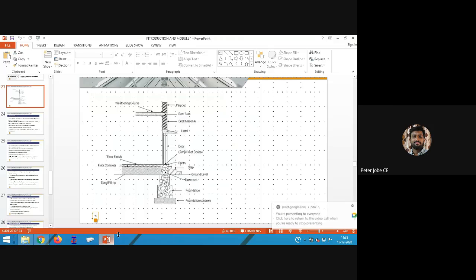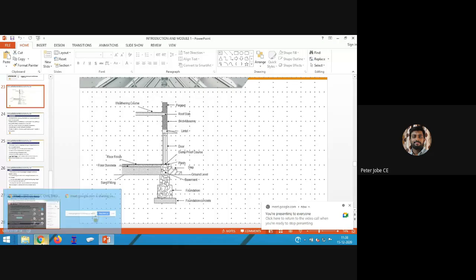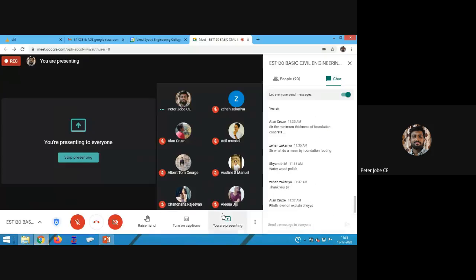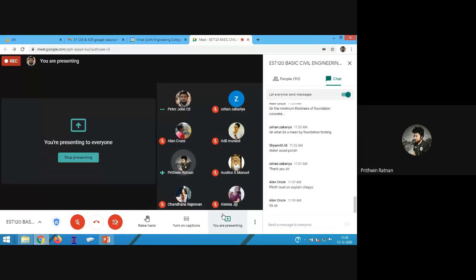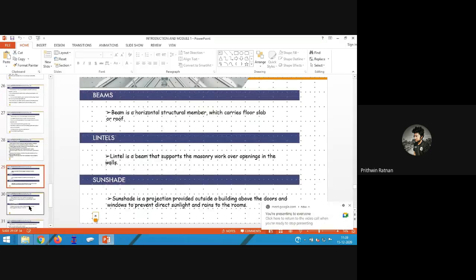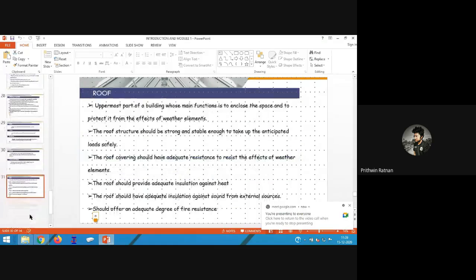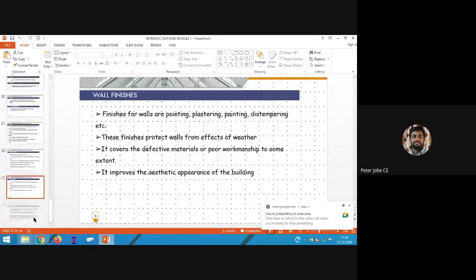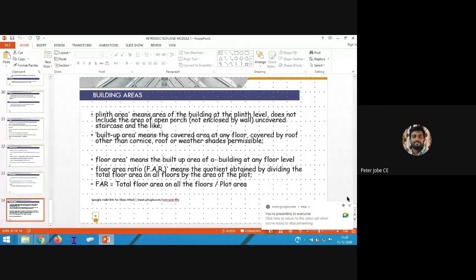So the point, the level at which we'll start to construct our walls. Anyone with any other doubts? Sir, what is build-up area? Built-up area, not build-up area. I'll explain it starting with plinth area.